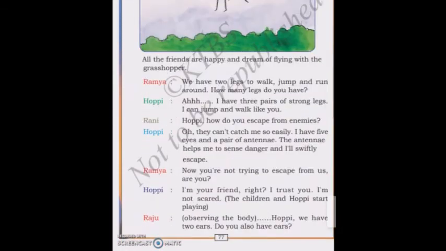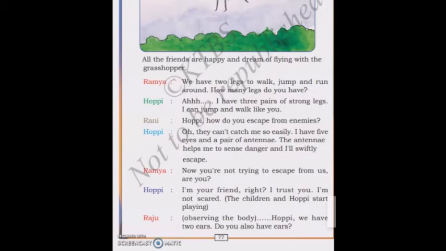Now all the friends are happy and dream of flying with the grasshopper. They all want to fly like the grasshopper, happily in the sky. Now Ramya says, we have 2 legs to walk, jump and run around.